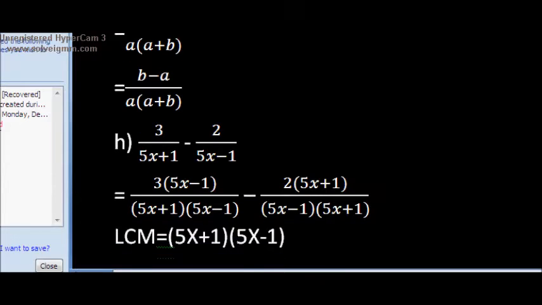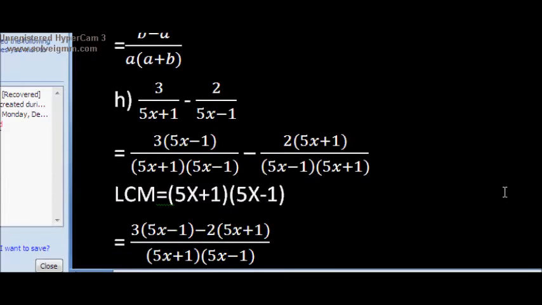Now the next question, H part: 3 over 5x plus 1 minus 2 over 5x minus 1. Again you have to simplify it. First of all, you will find the LCM of these denominator terms. You have to change these double denominators into a single denominator. So your LCM is 5x plus 1 into 5x minus 1, because both factors are different. That's why LCM equals 5x plus 1 into 5x minus 1.